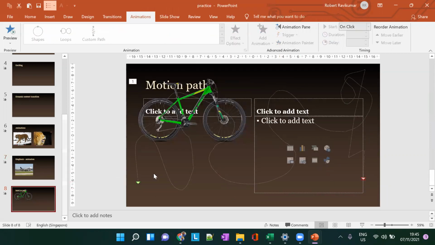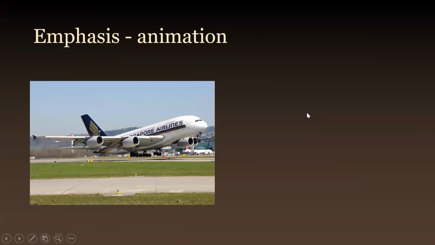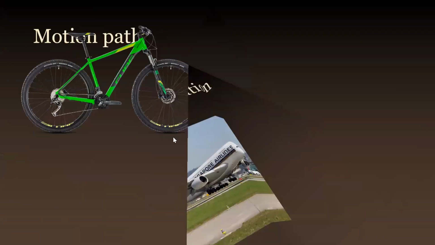You can see the picture, right? It starts from here, the green line, it goes like this, and it stops here. So you can draw your own motion paths. Instead of an arc or a straight line, you can draw your own paths here.